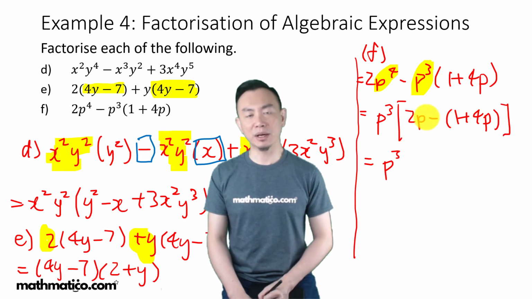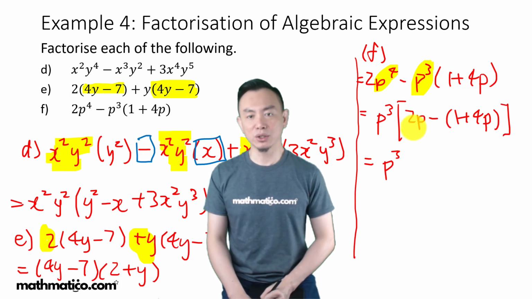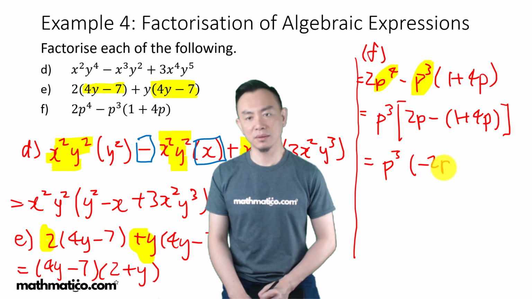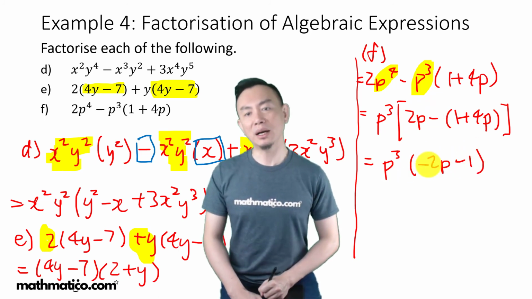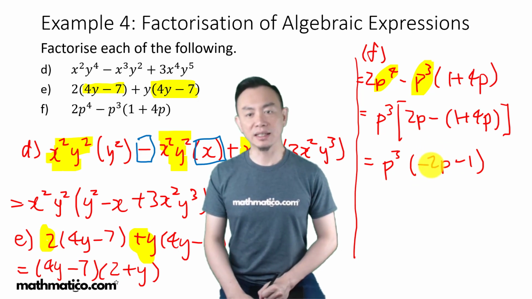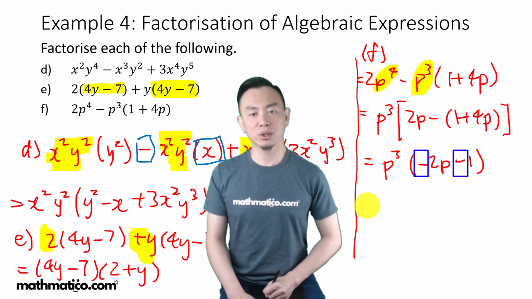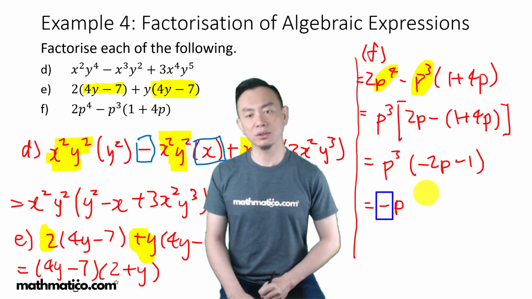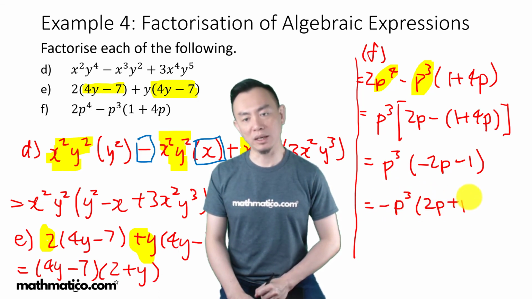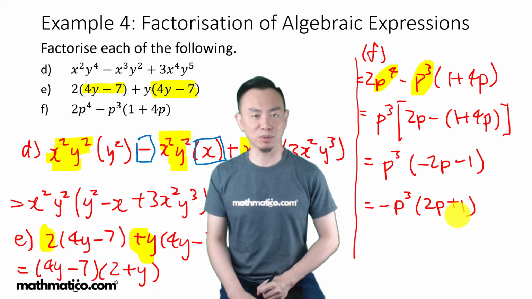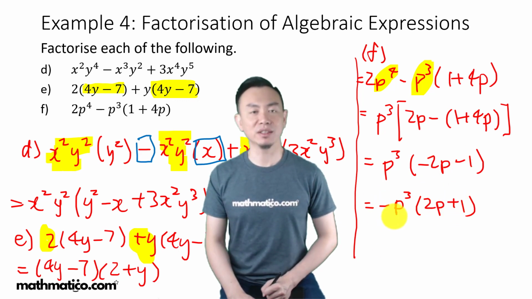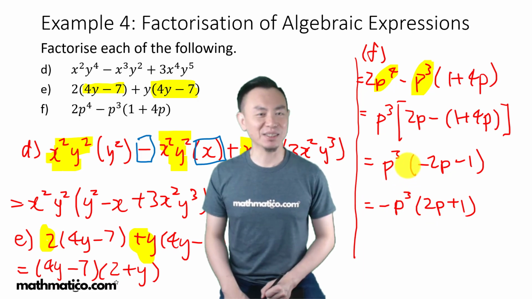Now, whatever is in the brackets here can in fact be simplified, so you must not leave it like this, okay? 2p minus 4p is negative 2p, and then you have a minus 1 here, okay? Now, you might want to leave your answer like this, but I would say that the negative sign is in fact common, so I'll factor out the negative sign also, again. So you have negative p cubed times 2p plus 1, okay? Negative becomes positive, negative becomes positive. Because of this negative sign, factor out. Alright, that's it. You give it a try.